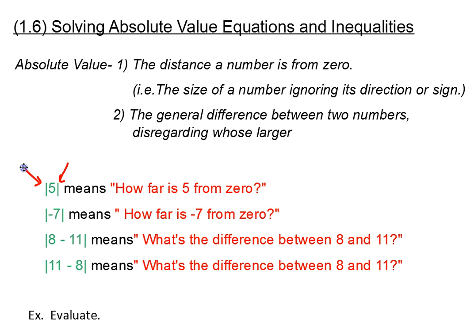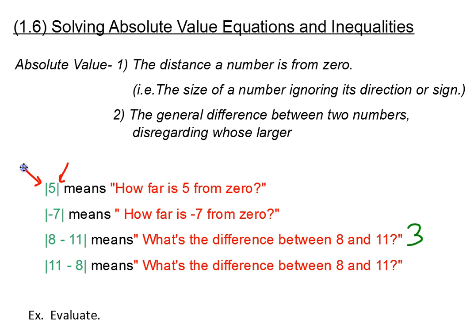Folks, when you see the absolute value of 5, really what that means is, how far is 5 from 0? All right? Similarly, if I say the absolute value of negative 7, well, golly, that means how far is negative 7 from 0? All right? Well, what happens if I have the absolute value of 8 minus 11? Well, two things. Number one, this isn't a distance from 0. This just means what's the difference between 8 and 11? And I don't care who's bigger. Does it make sense why the answer to that one is 3?